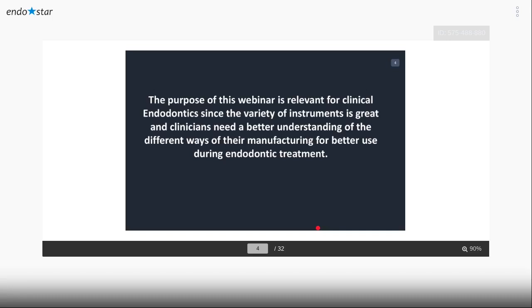As you know, we have a lot of variable instruments in the market from all vendors, all countries, all manufacturers, and as clinicians, we need to understand the different ways of manufacturing for better use during endodontic treatment. So a combination of files or even using a single brand cannot be applicable in all your cases. If you understand how they are made or how they behave inside your root canal system, you can get better and faster results.